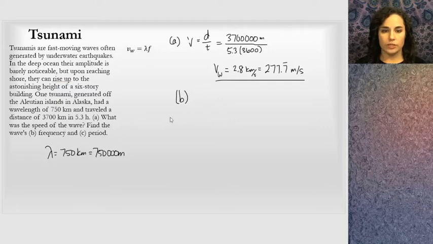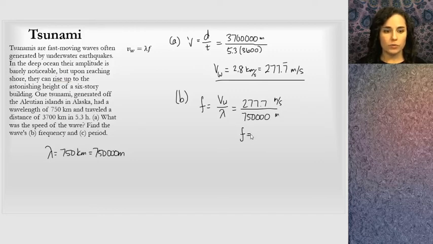It says find the frequency and the period. So the frequency of the wave is going to be the velocity of the wave divided by the wavelength. And so I have the velocity of the wave, 277.7 repeating meters per second. I divide by the wavelength. Well, I converted that to meters already. So that's 750,000 meters. So I get 1 over seconds overall with my units when they cancel out. I have meters per second on top and meters on the bottom, so I end up with 1 over seconds.